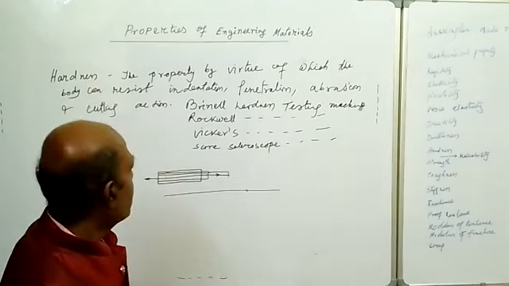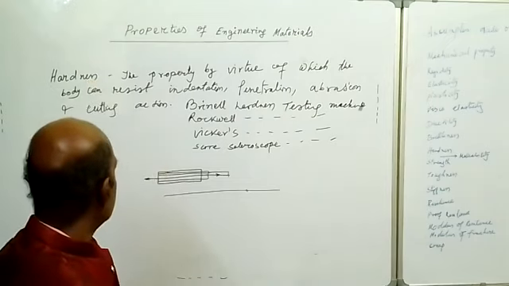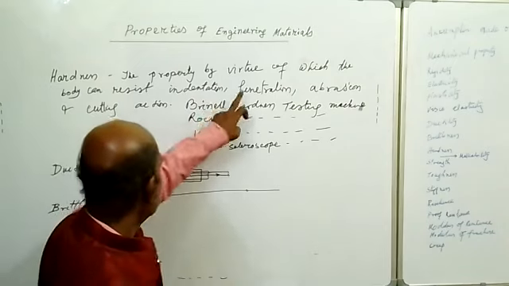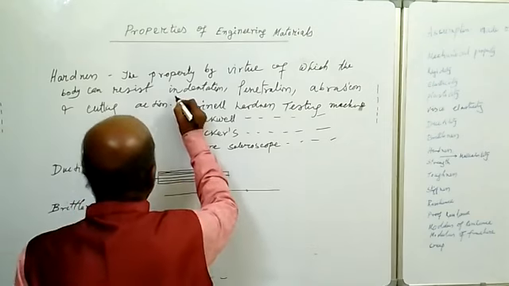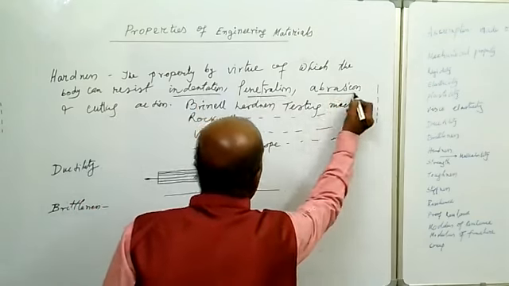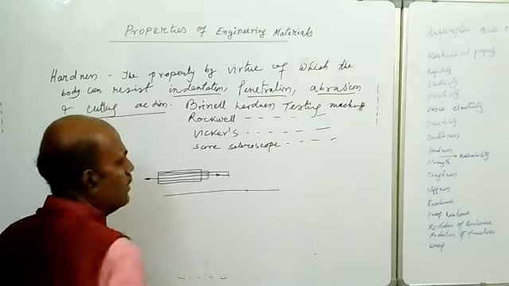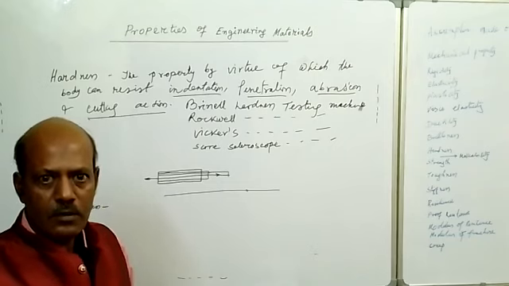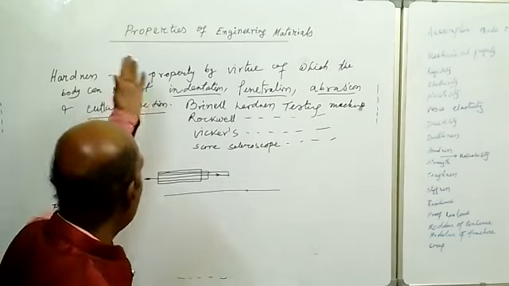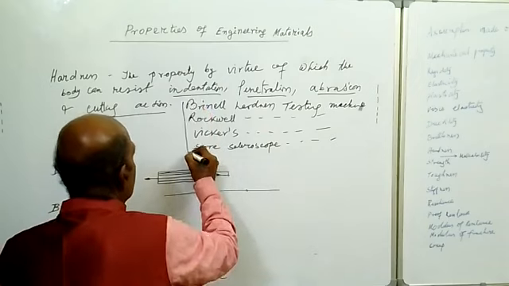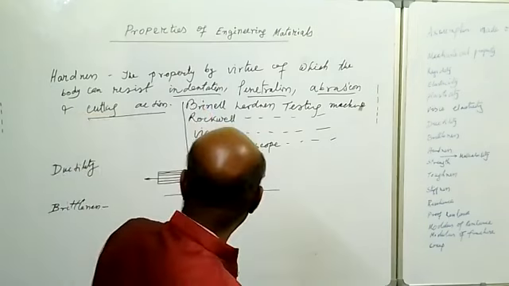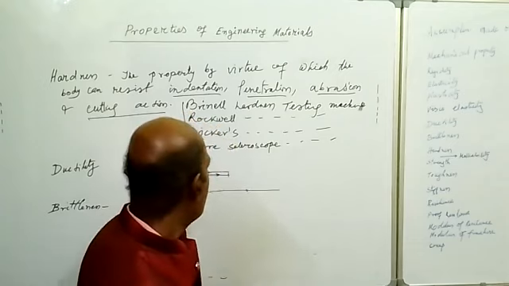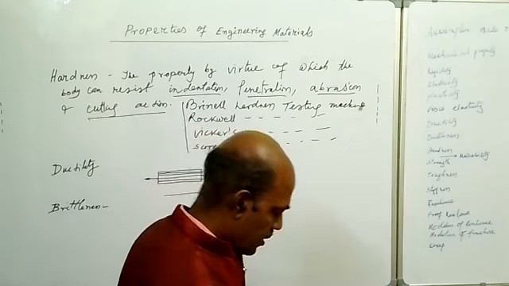Now hardness is the property by virtue of which the body can resist indentation, penetration, abrasion and cutting action. These four words are the various principles by which the hardness of a body is measured, and the hardness of the body is tested by these methods, that is Brinell hardness testing method, Rockwell hardness testing method, Vickers hardness testing method and Shore scleroscope testing method.